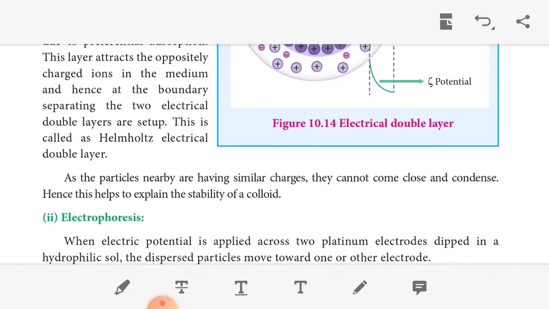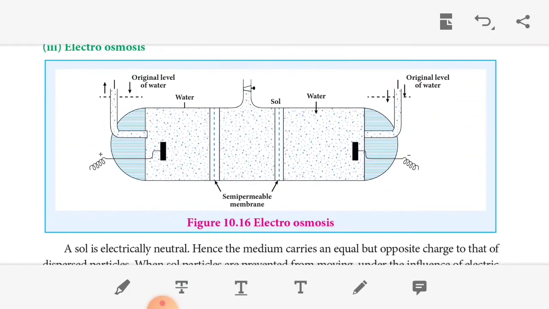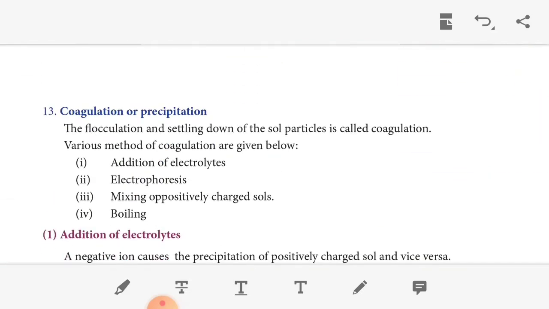The next one, the 13th property, is coagulation or precipitation. In coagulation, four methods are carried out. The first one is addition of electrolyte. The next one is electrophoresis. The next one is mixing oppositely charged sols. Then the fourth one is boiling. Okay, so in surface chemistry, this is our portion up to here.